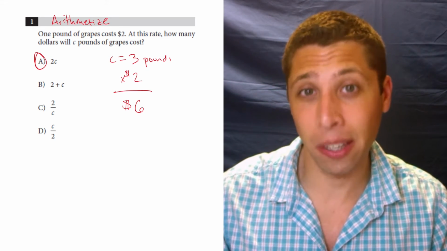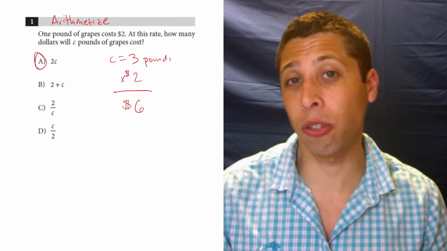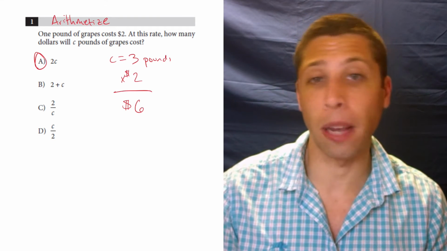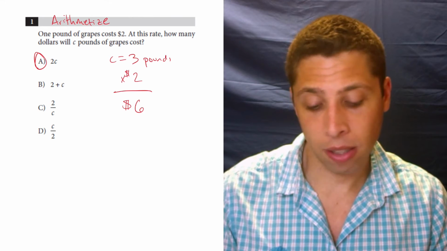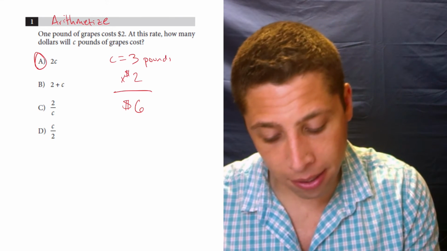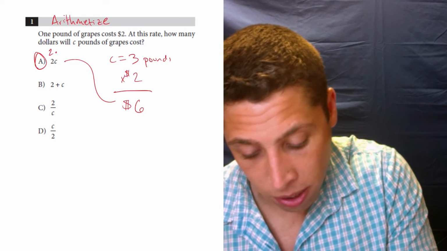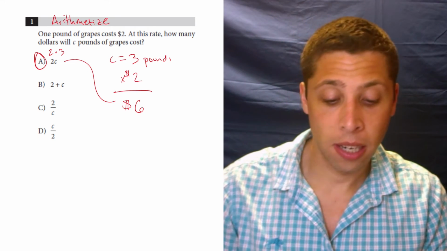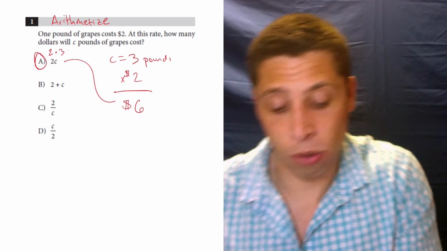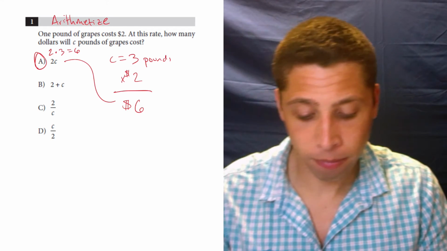And so with the arithmetize strategy, what we're doing is we're picking a number to stand in place of this variable so that we can better understand the story and think about it the same way we would think about it in the real world. And so which choice now gives me 6? That's going to be choice A, right? That's 2 times our value for C, which was 3. So 2 times 3 is in fact 6.